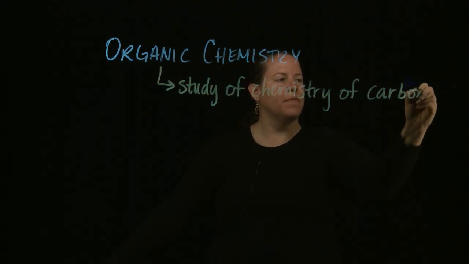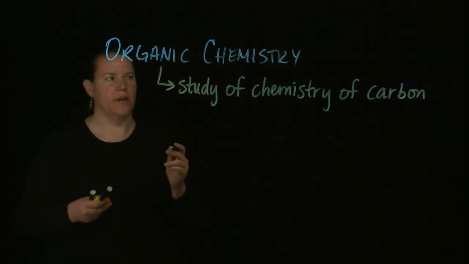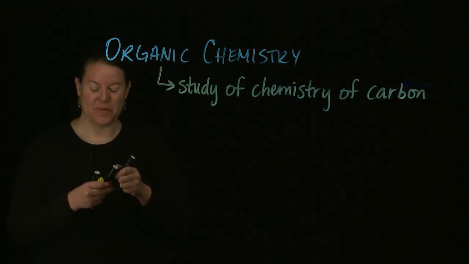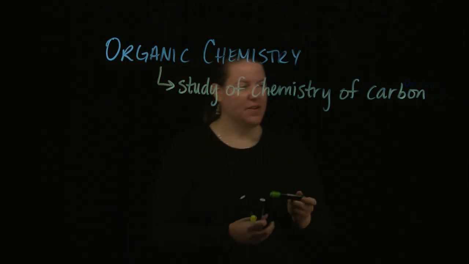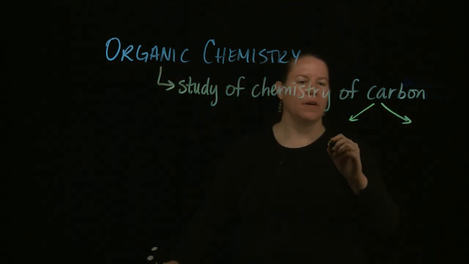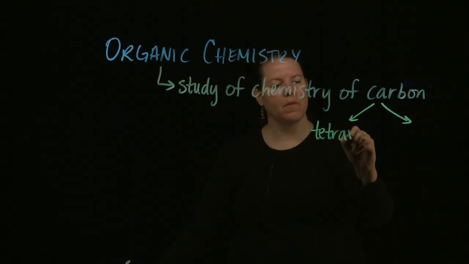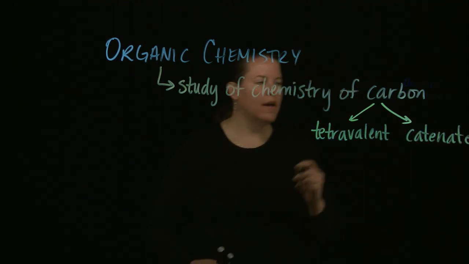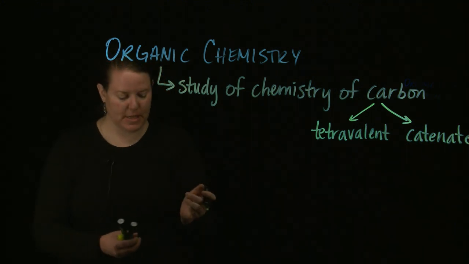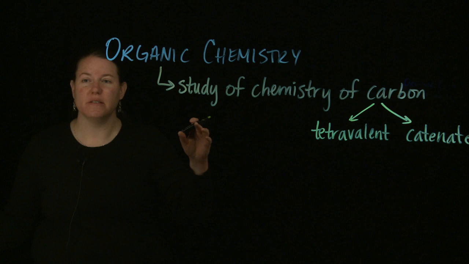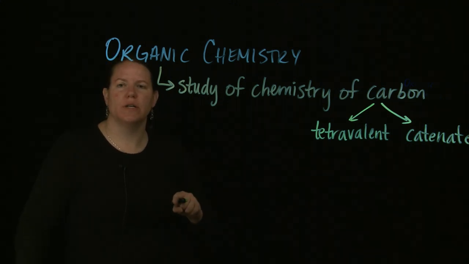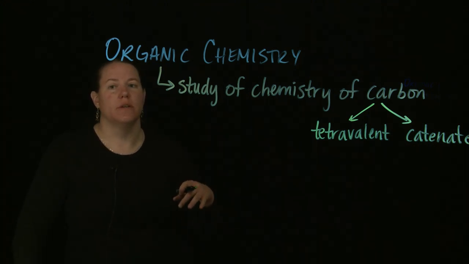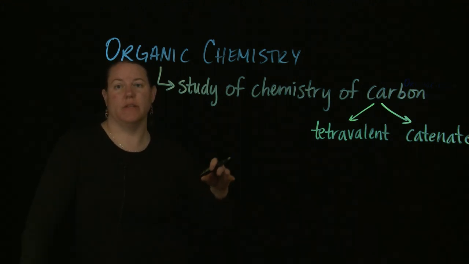Now, carbon has two things about it that are particularly cool. It is tetravalent, and it has the ability to catenate. What does that mean? Tetravalent goes back to the same idea that we have been learning. It literally means that it has four valence electrons and therefore makes four bonds on a regular basis. It needs four more electrons to fill its shell so that it achieves an octet.